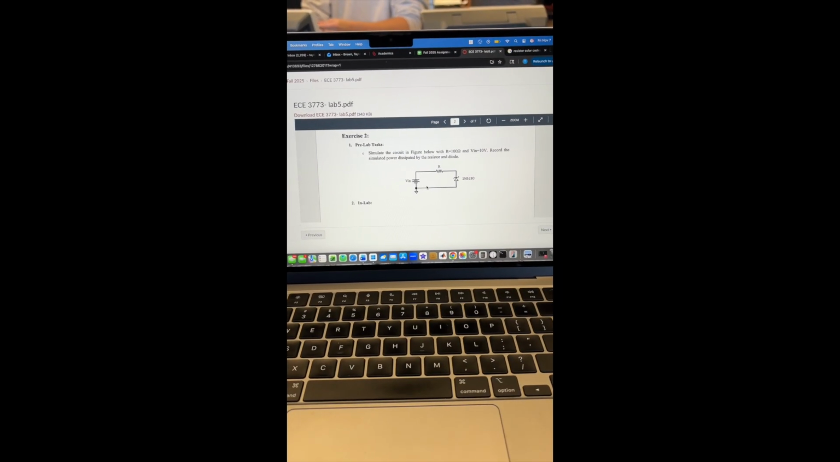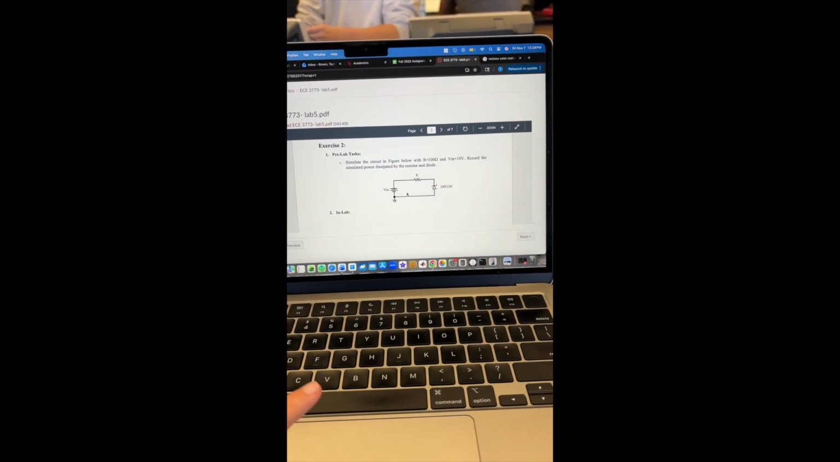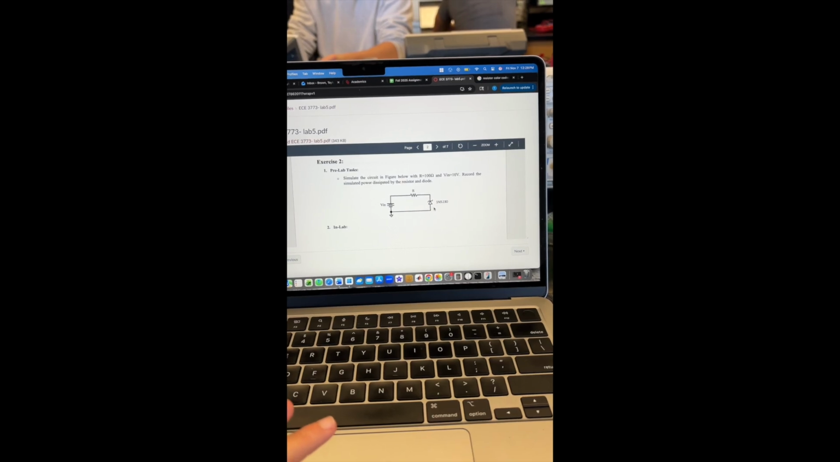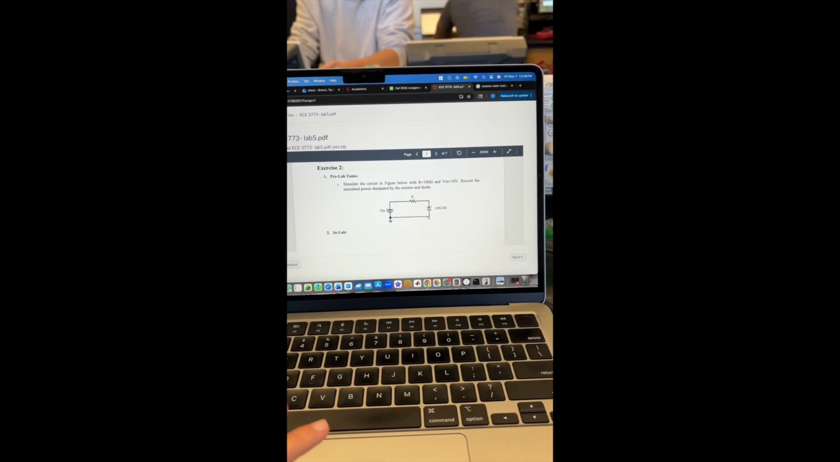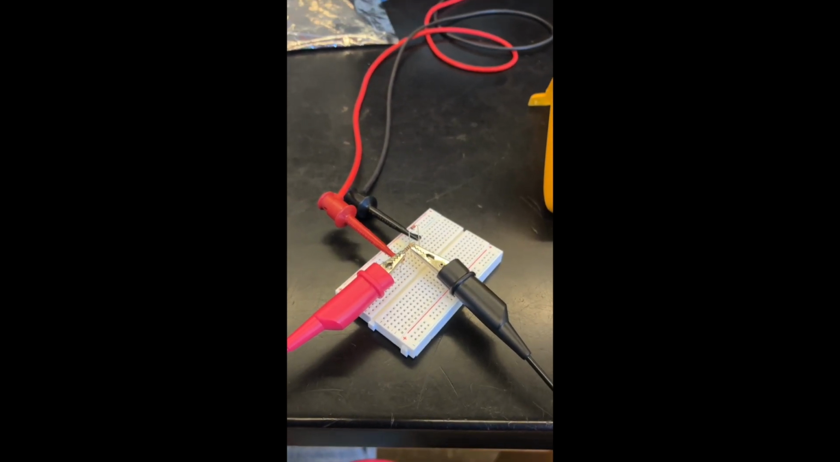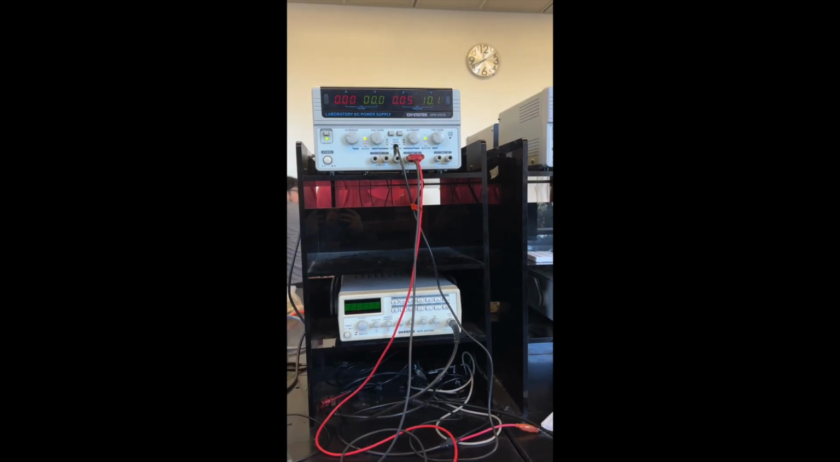All right, now this is exercise 2, where we have a 100 ohm resistor in series with a Zener diode, and we're just going to be measuring the voltage and the current across the resistor and the diode. So here I have my circuit constructed, and I'm generating 10 volts to my circuit.